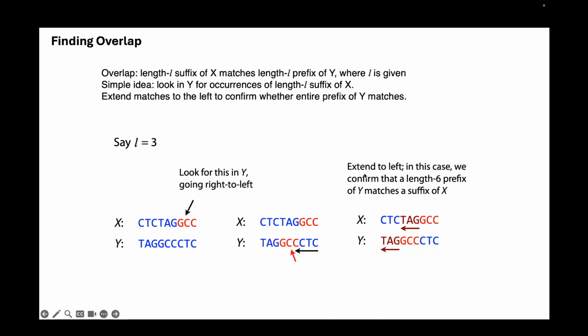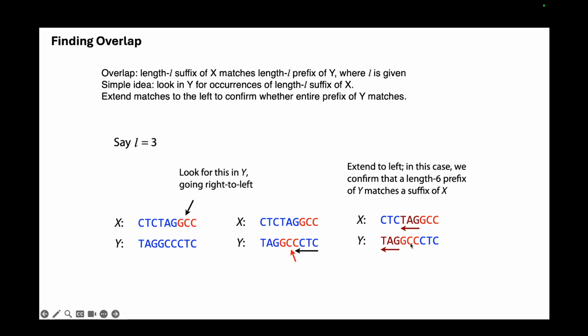Now if you extend this to the left, we confirm that a length 6 prefix of Y matches with the suffix of X. So this is the suffix of X. It starts with TAGGCC. Now, you wanted to find where else in the read GCC is present.